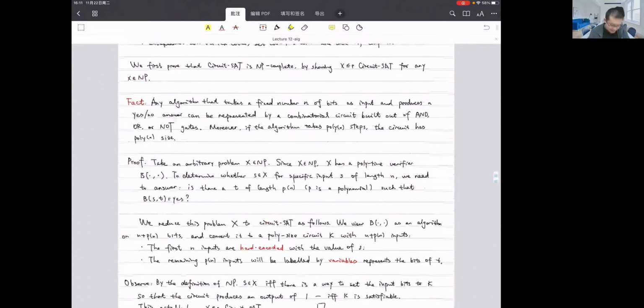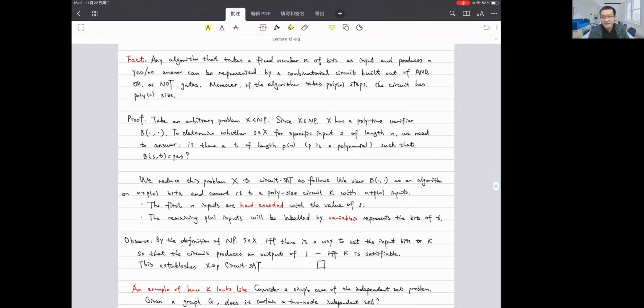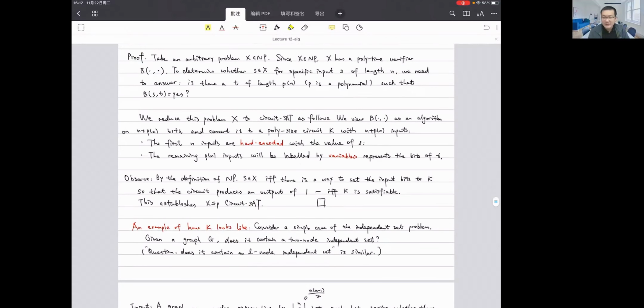This part is based on a relatively straightforward fact that we didn't cover all the details of, but you can imagine that for an arbitrary algorithm, if the algorithm takes poly(n) steps, we know that the AND, OR, and NOT gates are universal. So as long as you have a polynomial time algorithm for a problem, taking poly(n) steps, we can correspondingly have a circuit using these AND, OR, and NOT gates of poly(n) size. This is something standard in terms of designing algorithms, and based on this fact, we can establish that.